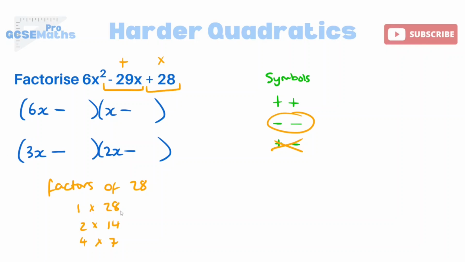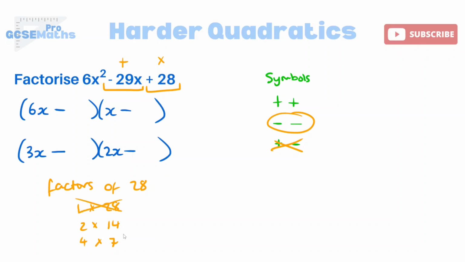We don't know if it's 1 and 28, 2 and 14, or 4 and 7, but we also don't know if it's 6 and x, or 3 and 2. Right? So you just have to either go through in the right order or just test them out. Now, intuitively, you're going to think, oh, 1 and 28, that makes minus 29. However, we know that we're going to have to multiply them by something. So I'm immediately thinking it's not going to be that one, okay?